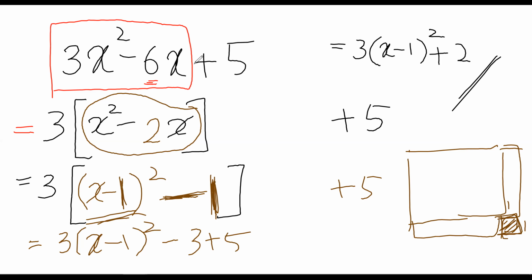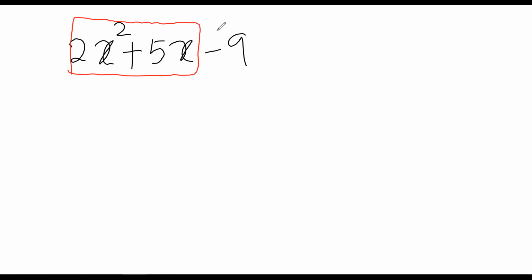I'll do one more. I think you should copy a couple of these examples down, and I will give you time for that. Let's take another example with a coefficient in front of the x squared term. Let's take an ugly one. I'll take 2x squared plus 5x minus 9. I'm just writing numbers that come to my mind. So you box these two, and that's what you work with.